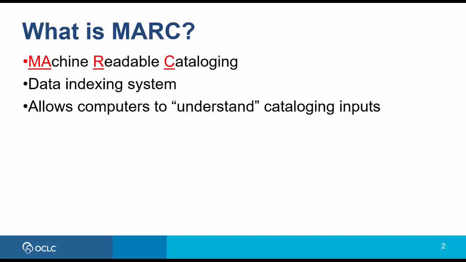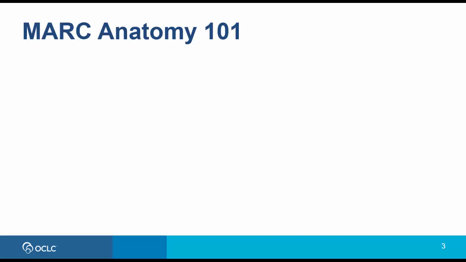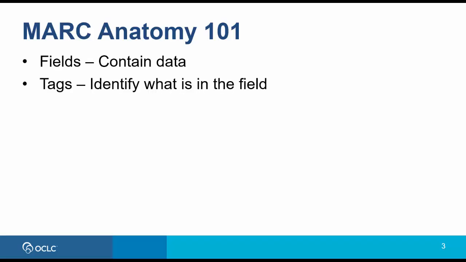It provides a way, for example, to tell computers which piece of data is the title and which piece is the publication date. Here are the parts of a MARC record. The field is a basic container of data in a MARC record. Each field has a specific kind of bibliographic data. Tags serve as shorthand that identifies what the data in the field is. For example, 245 is title information.